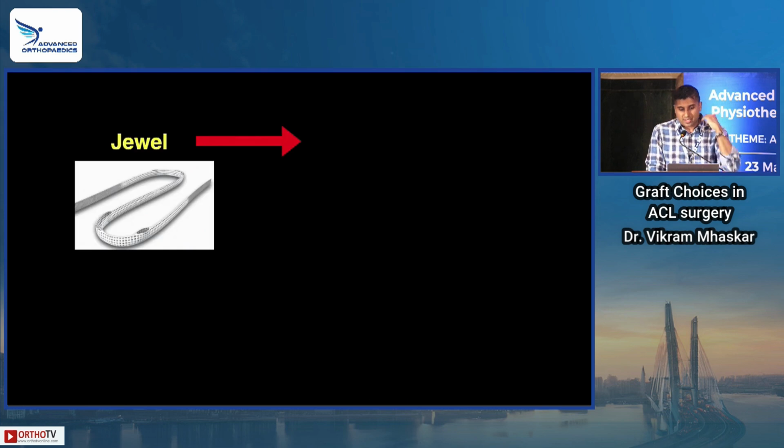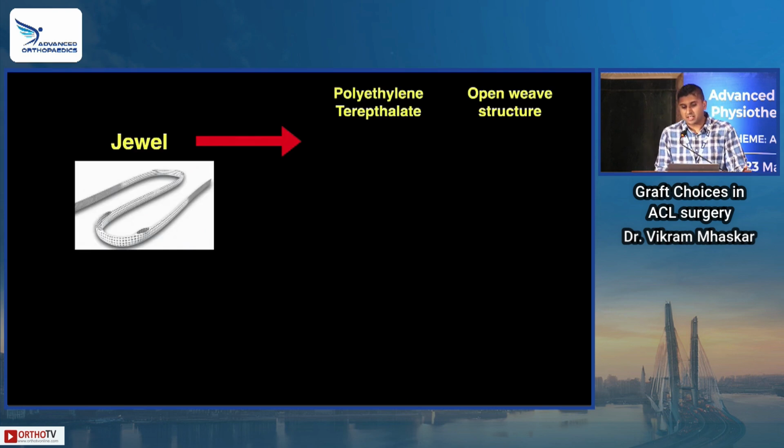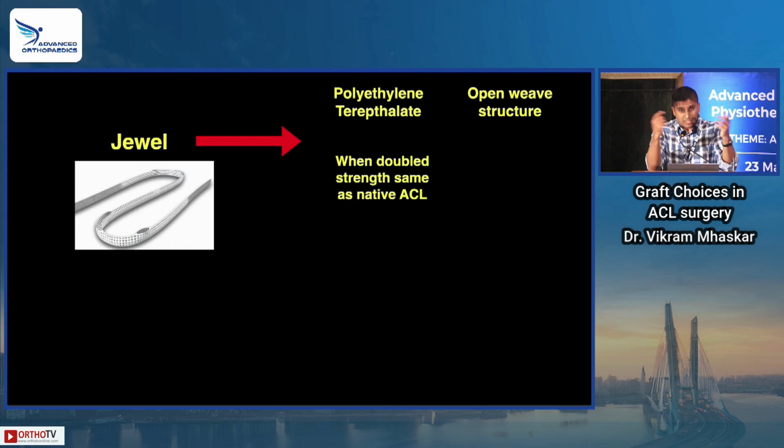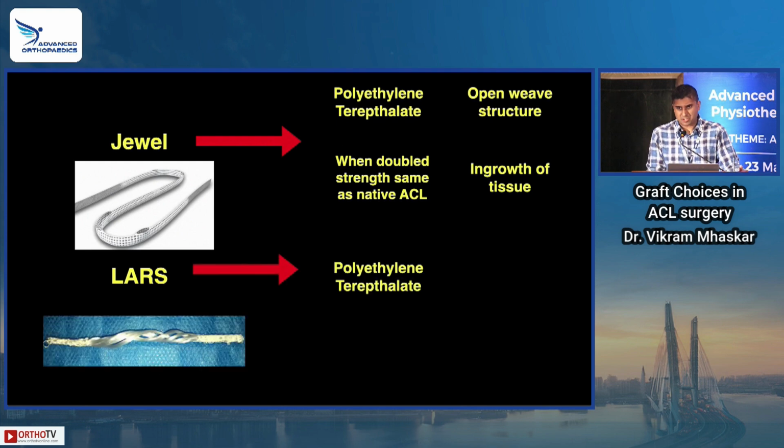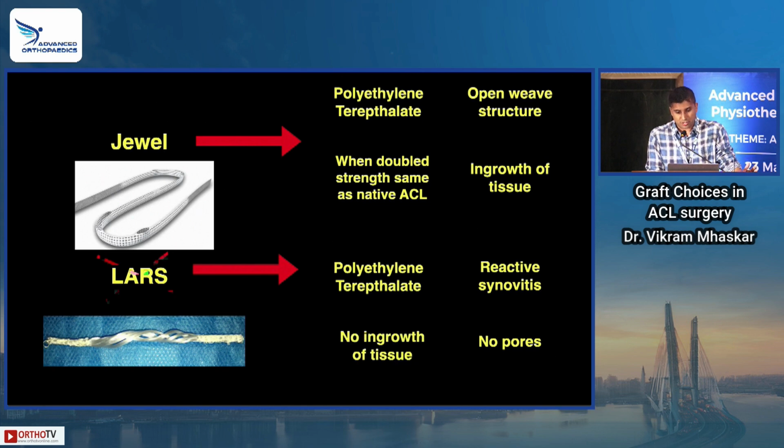But what is the Jewel? It's made up of polyethylene terephthalate. It has an open weave structure. When doubled, the strength is the same as the native ACL. This is what has been tested in the lab. And there's ingrowth of tissue because it has these little pores that you can see at the side of these grafts. The Lars was the older generation. Again, similar substance, polyethylene terephthalate. There are no pores in this. It's more or less solid. It did cause a lot of reactive synovitis. That means the body reacting to this fluid, and there's no ingrowth of tissue at all.